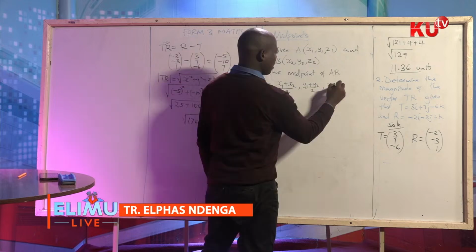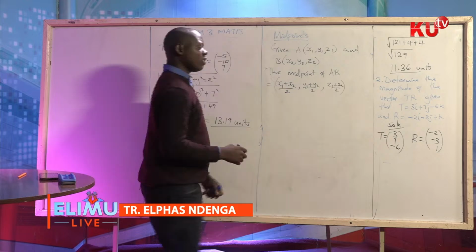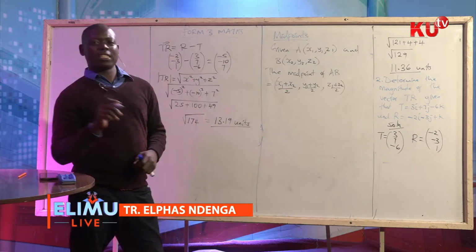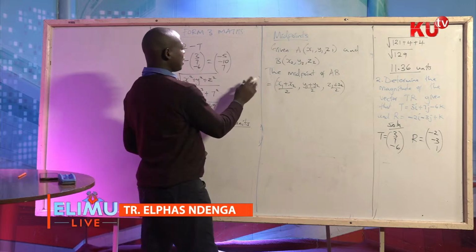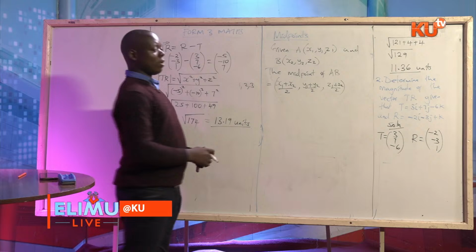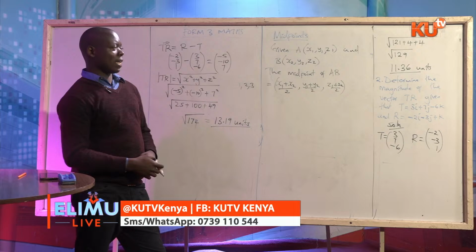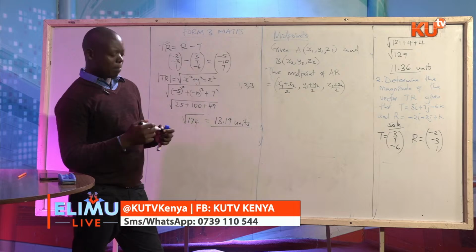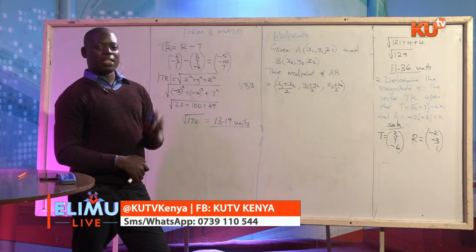z1 plus z2 over 2. And then this has to be enclosed in brackets. We discourage the kind of students who write 1, 2, 3 as a coordinate and then leave it that way. Ensure that your coordinates are well enclosed in brackets, and that is the midpoint of a particular set of points. It can only be for 2 points.